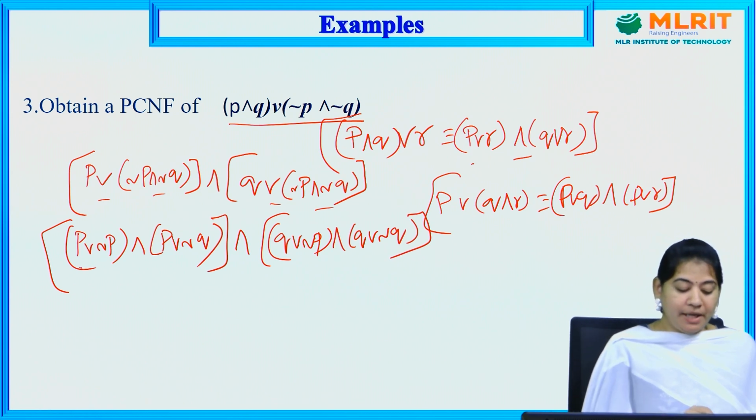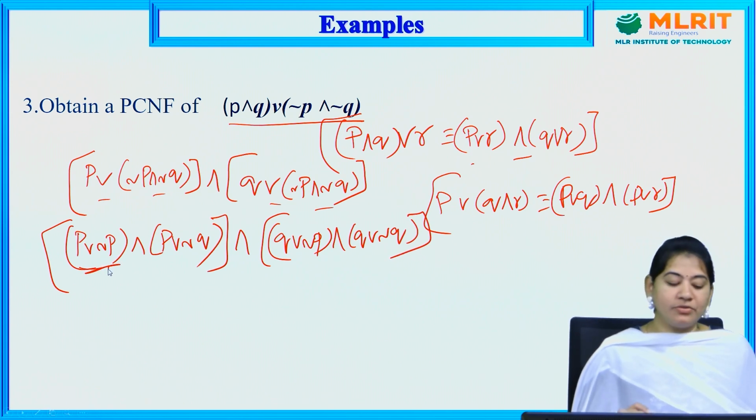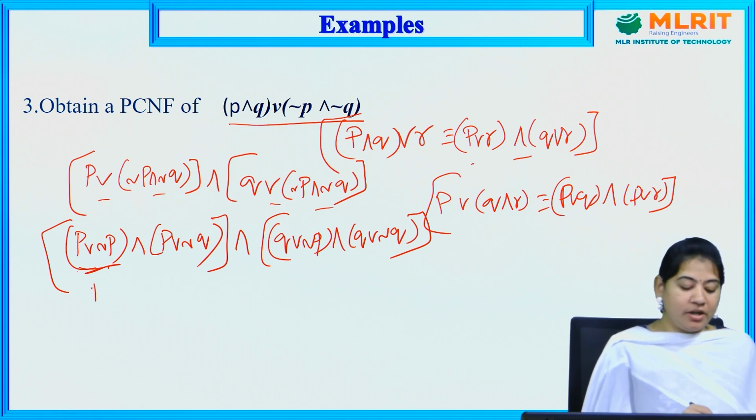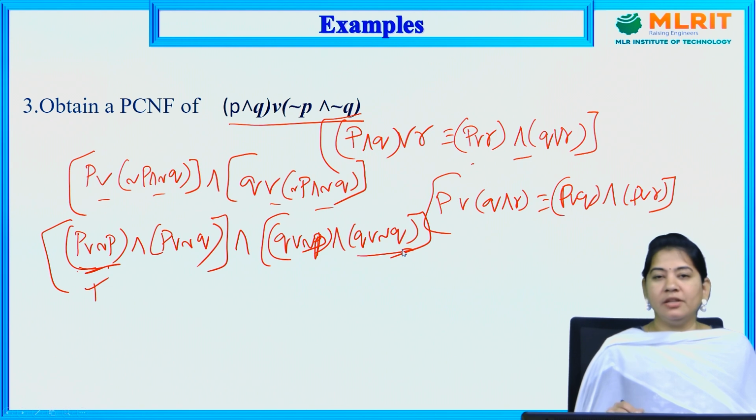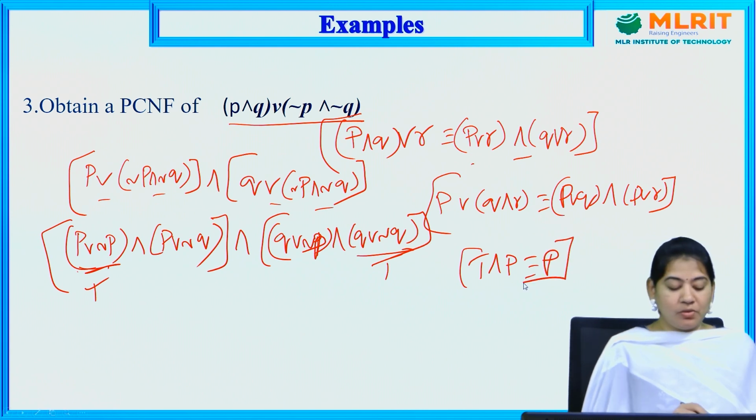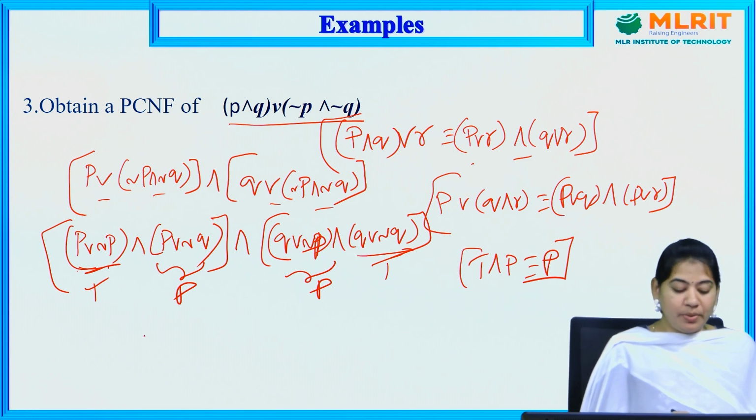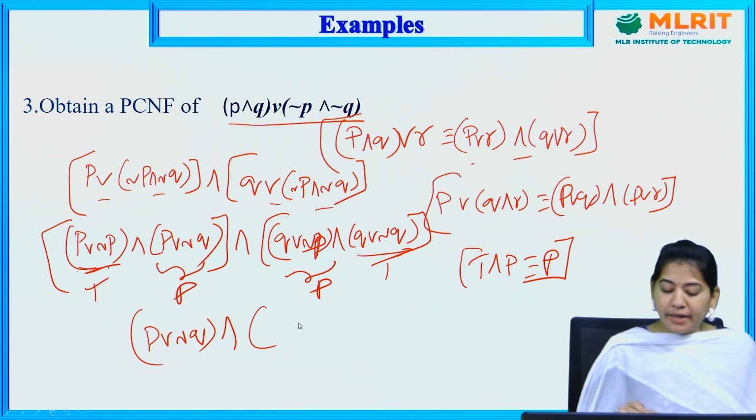Now, P or negation P is not accepted as a max term, as we have a variable and its negation, so write it as true. Q or negation P is accepted here. Q or negation Q is again not accepted, so write it as true. And we know that true and P is always equivalent to P. So just write down here P or negation Q, and here Q or negation P.